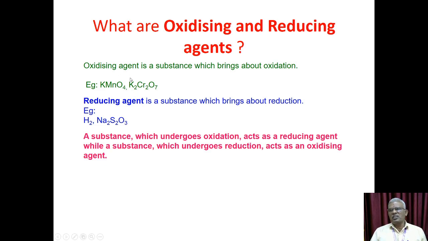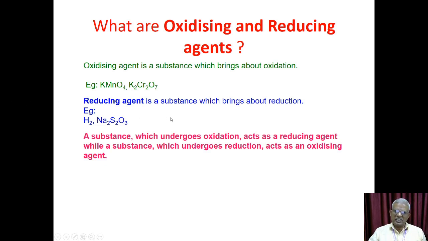In the reaction, the manganese becomes manganese sulfate because that reaction is taking place in sulfuric acid. So in the presence of sulfuric acid, it is converted into manganese sulfate. That means your manganese is in +2 state. So your oxidizing agent, that is KMnO4, in this the manganese gets reduced. So the oxidizing agent itself, if it is involved in a reaction, it itself gets reduced.